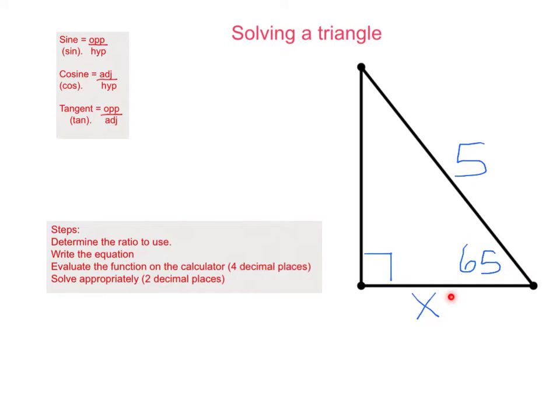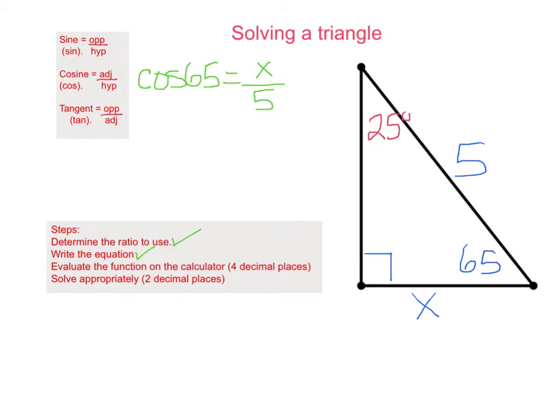We can always find this angle up here, which is 25 degrees. That should be straightforward. So we have to first think about what ratio we are going to use. Here we have our angle, we want the adjacent, we have the hypotenuse. So we're going to use cosine. We're going to say the cosine of 65 is equal to the adjacent over the hypotenuse. So we've picked the ratio, we've written the equation.